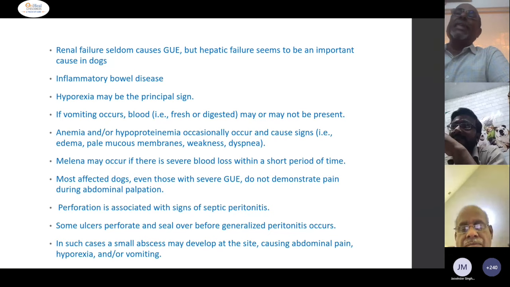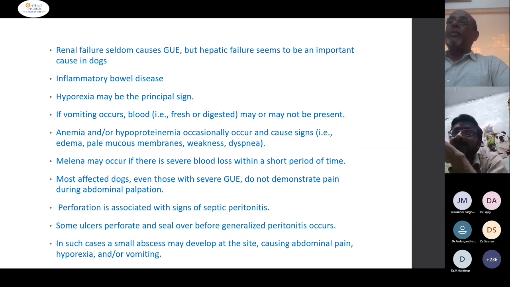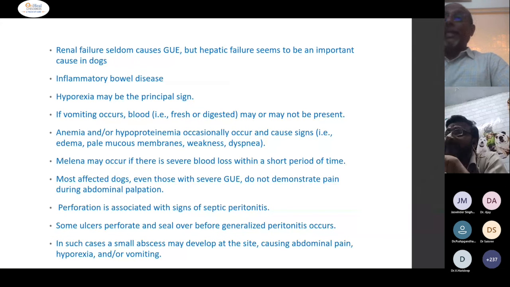Mostly the animal doesn't eat. If vomiting occurs, there will be hematemesis. Anemia is most pronounced. Hypoproteinemia, edema, pale mucous membranes, weakness and dyspnea are all very prominent in cases of ulceration and erosion of the gastric mucosa. Melena is seen. Most dogs, even without severe GUE, do not demonstrate pain.